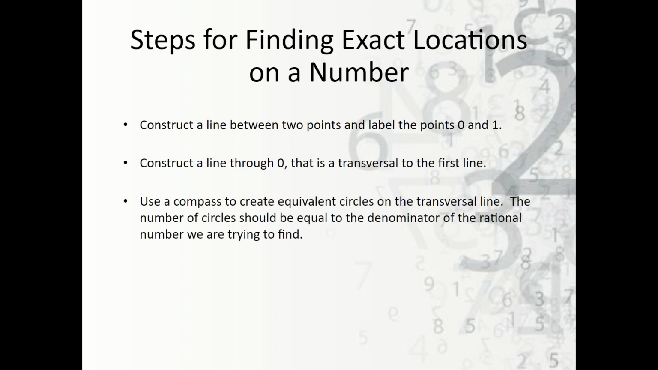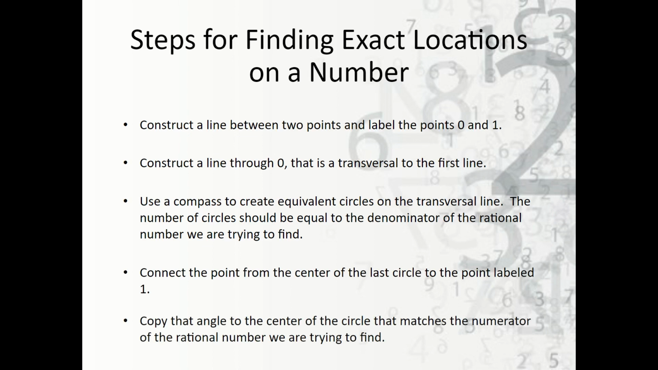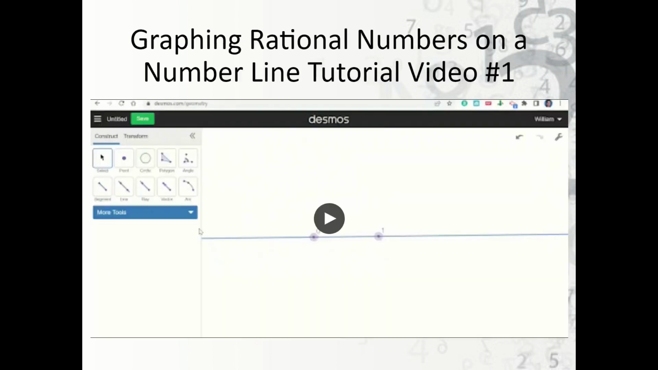Then we're going to use a compass to create equivalent circles on the transversal line. The number of circles should be equal to the denominator of the rational number we are trying to find. And then we're going to connect the point from the center of the last circle to the point labeled 1. And we're going to copy that angle to the center of the circle that matches the numerator of the rational number we are trying to find. Well, what exactly does that mean? Here are some examples of what we're going to be doing. So there's a video here that shows you how to construct a rational number on the number line.